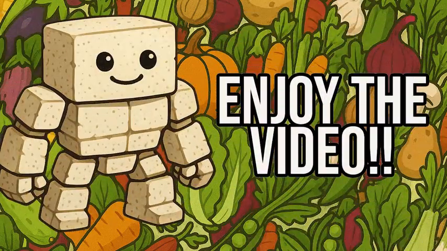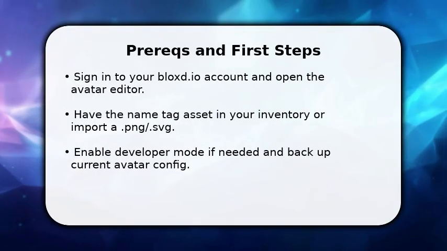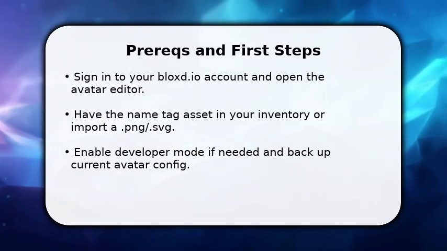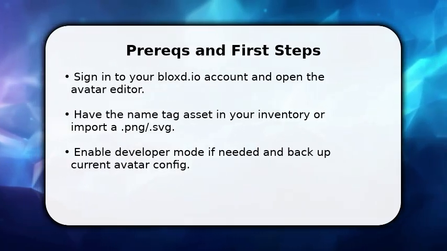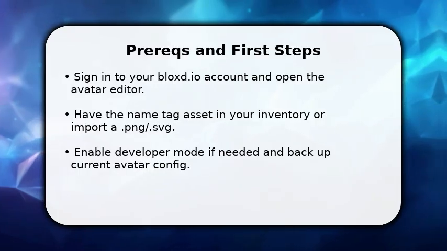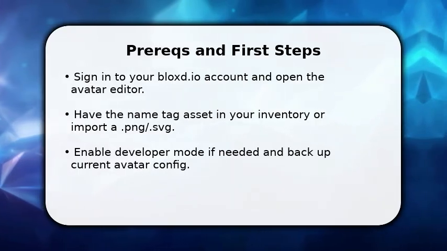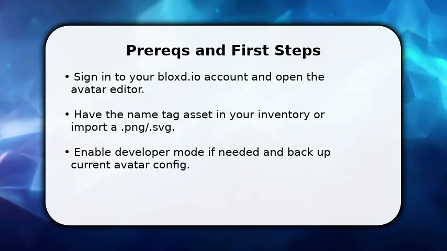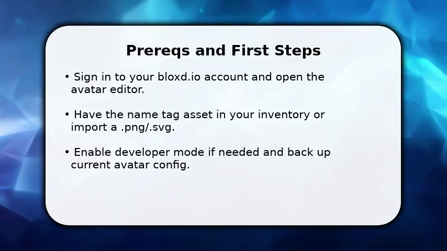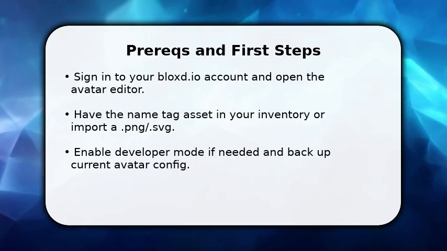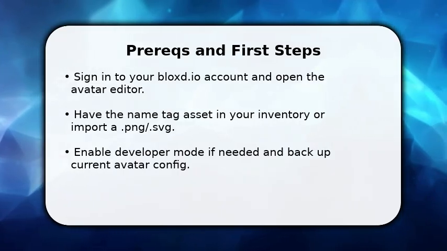Please enjoy the video. You start by confirming prerequisites. You must be signed in and have the name tag asset ready in inventory. Open the avatar editor now and locate the slot where accessories attach. Once located, import the name tag file if it's not present. Use PNG or SVG for crisp edges.